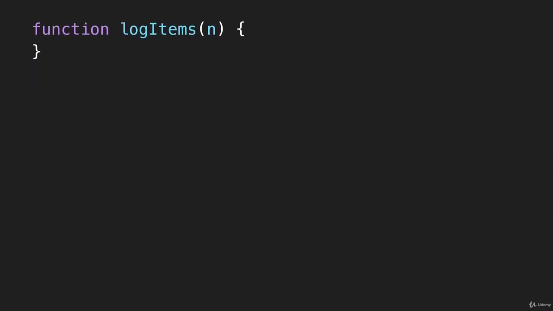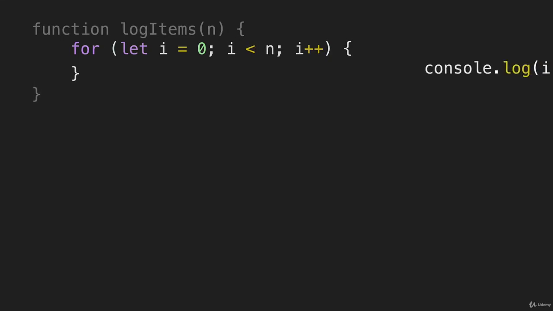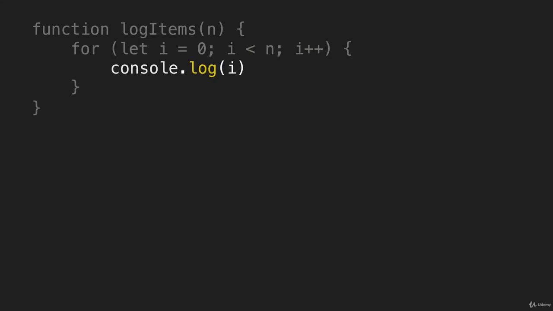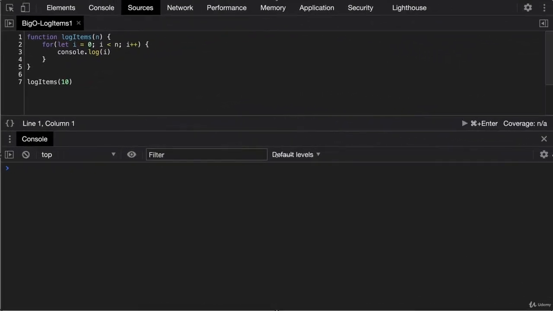And I'm going to call this function log items, and we're just going to console log out some items. So we're going to run a for loop, and the for loop is going to run n times. And then we're going to console log out i from the for loop. And that's it. Pretty simple code. So let's go look at this in Chrome DevTools.